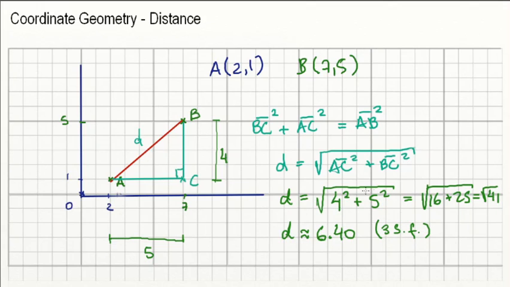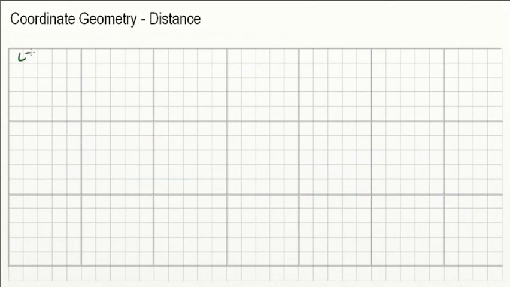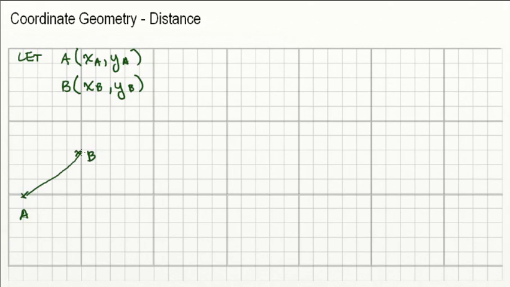So let's try to write this equation in a more general way. Let point A be given by coordinates xa and ya. Now let point B be given by coordinates xb and yb. So if those are our points, we could assume again that there's this point C here, and we've got this triangle.